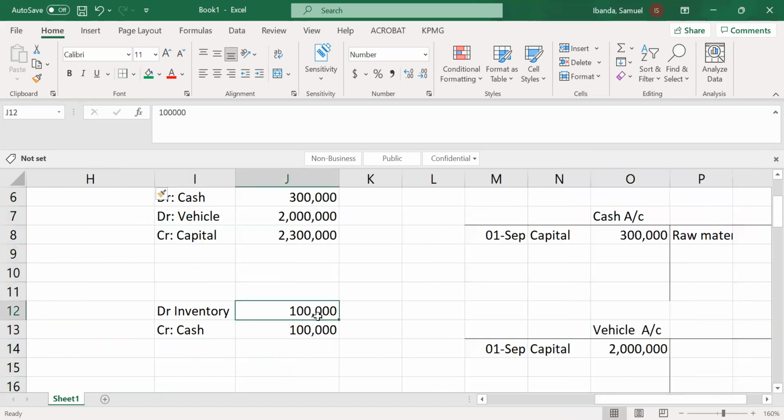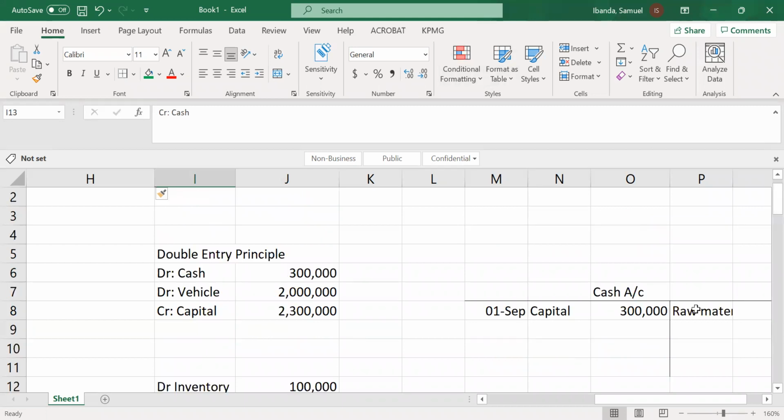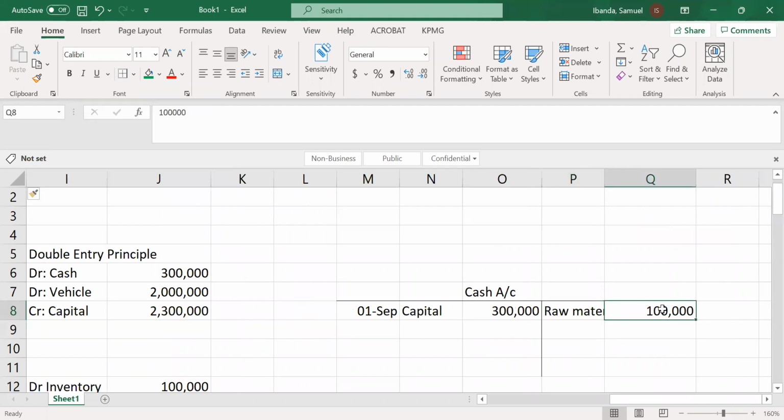Here we're trying to look at the effect. Inventory has been affected by 100,000, which is a debit, an increase in inventory. Cash has been affected by 100,000, which is a reduction, and that's why we have credited our cash. It's the same thing when we transfer transactions to our cash account here: we still record 100,000 because that is the effect. So that when we balance off this account at the end of the day, in case any other transaction happens in this account, we are going to have a balance brought down of 200,000.